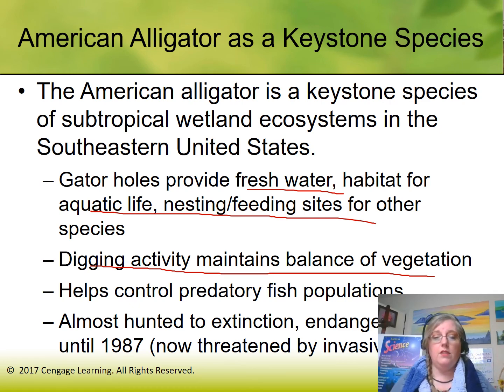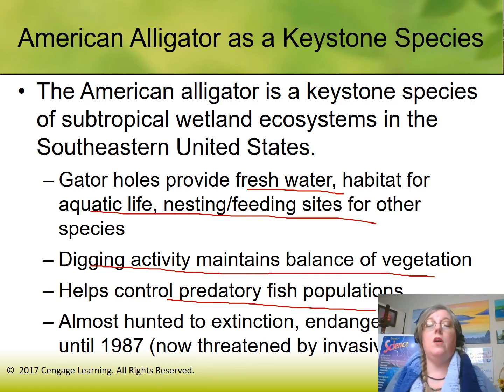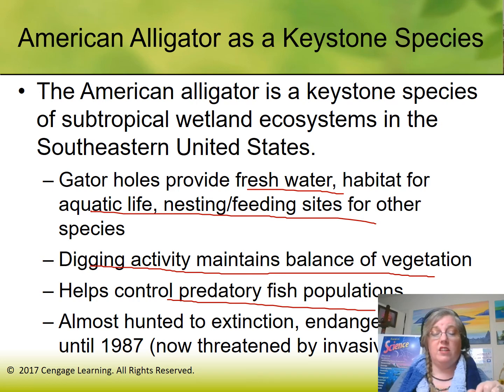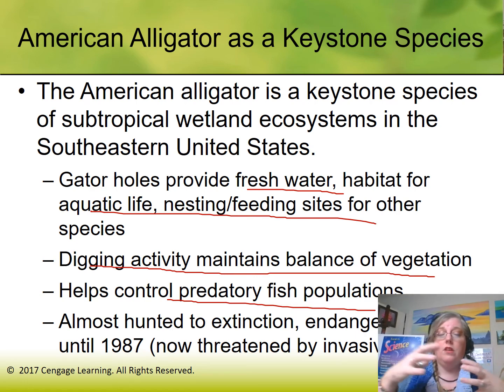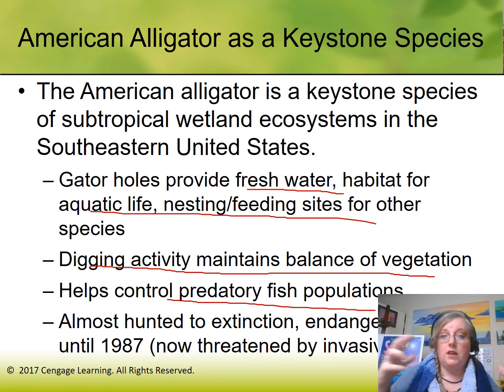All right, and it also helps to control the predatory fish populations because the alligators are going to eat the bigger of the fish. That gives the smaller of the fish a chance. If there are too many of the predatory fish, like I said, just with the sharks, right? The alligator is going to eat up the mid-level predators so that the herbivores and the bottom levels can continue to grow.